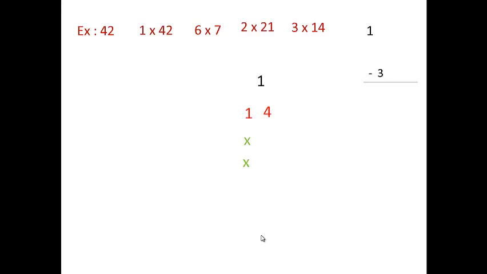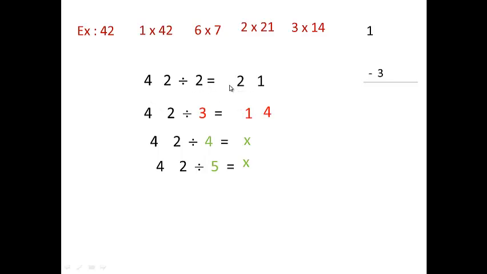42 can be divisible by 2. We will check by long division. 42 divided by 2. 2 divided by 2 is 1 and 4 divided by 2 is 2. Yes. 2 multiplied by 21. 2 multiplied by 21. These are factors of 42.